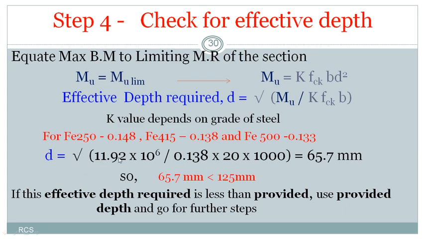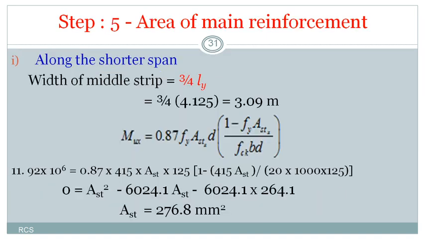So after substituting, 11.92 into 10 power 6 by 0.138 into 20 into 1000, we will get 60.7 mm. But our assumed depth is 125 mm. So our assumed depth is more than that minimum depth required. So no problem, we can go for further steps.